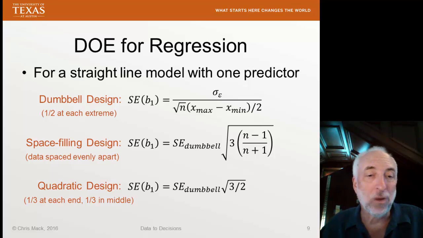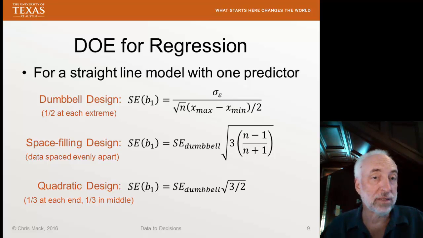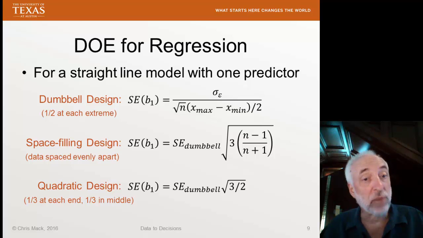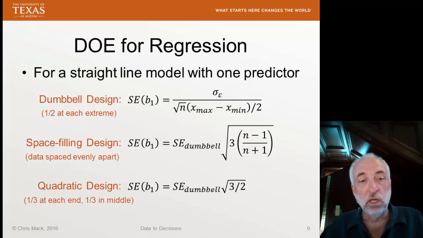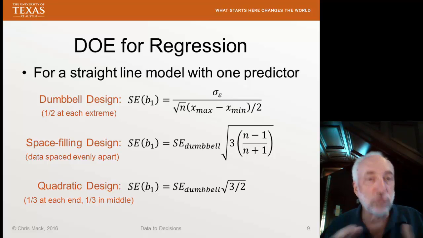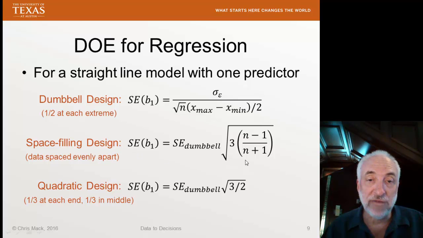Now, as you might imagine, quadratic design enables me to test the assumption that the line is straight as compared to an alternative of a quadratic behavior. So the quadratic design allows me to check the assumption of a linear model against at least an alternative assumption of a quadratic model. I pay the price of about 20% higher standard error in the slope, but I'm not paying nearly the price of the 70% increase in standard error for the space filling design.